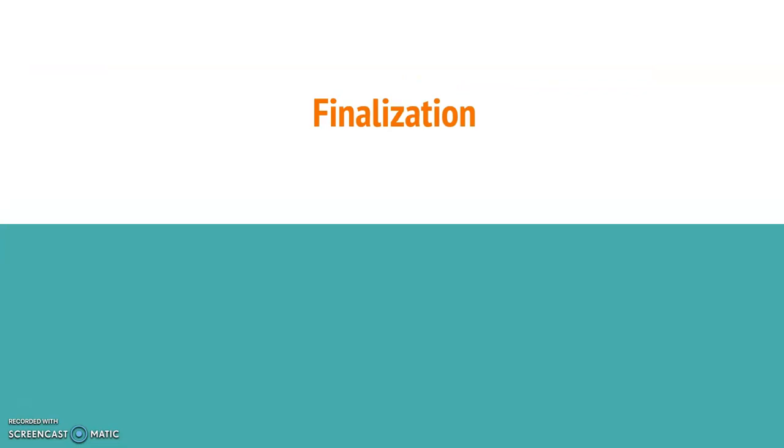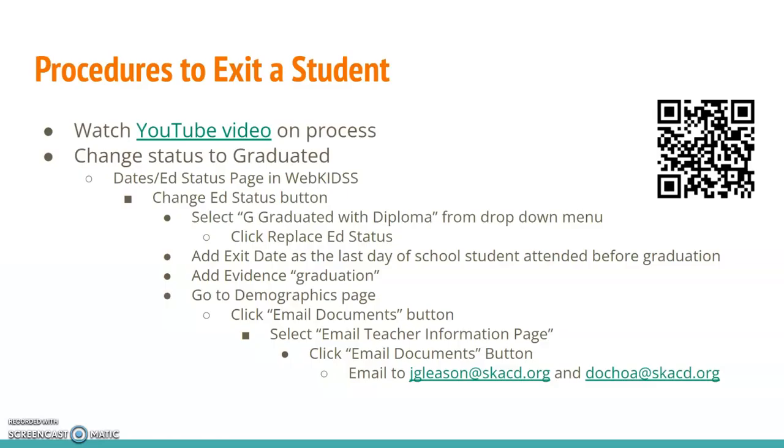And then once you've completed the summary of performance form and the prior written notice, you need to go ahead and finalize this process by exiting the student in WebKids. You can click on this link here or scan this QR code, and it will take you to a YouTube video, which is a specific tutorial on how to exit a student. The most important thing you need to do is change their status to graduated. You select G, graduated with diploma, and add their exit date as the last day of school the student attended before graduation. Evidence is that they graduated.